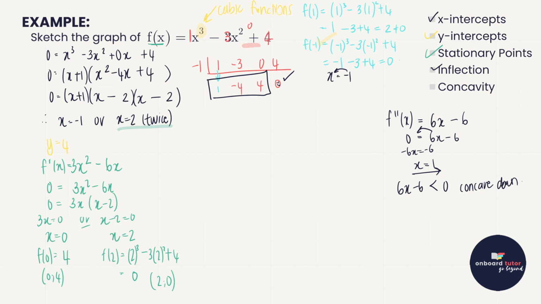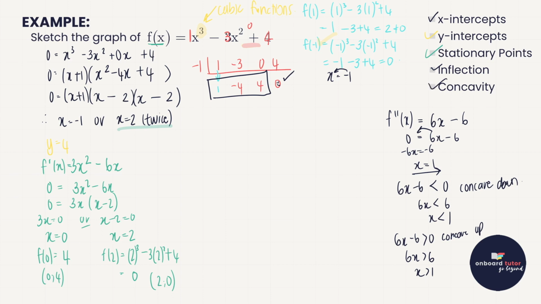Okay, so let's work that out. 6x smaller than 6. So for x smaller than 1, it's concave down. And then in the same way, 6x minus 6 is greater than 0, then it's concave up. Okay, we are managing to fit all of this info in here. That's great. So x greater than 1.